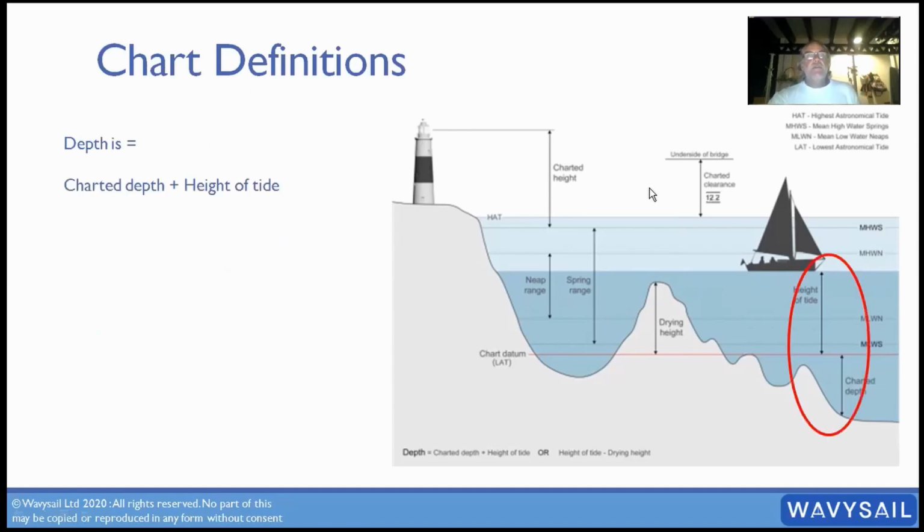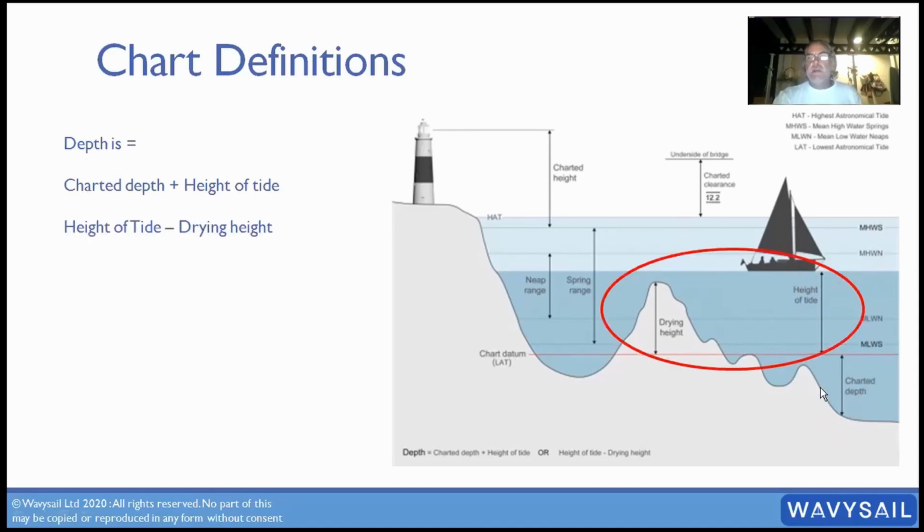Okay, so depth is your charted depth below chart datum plus your height of tide. That'll give you your depth. Your height of tide less your drying height. Because remember, your drying height is above chart datum. So it's one or the other.